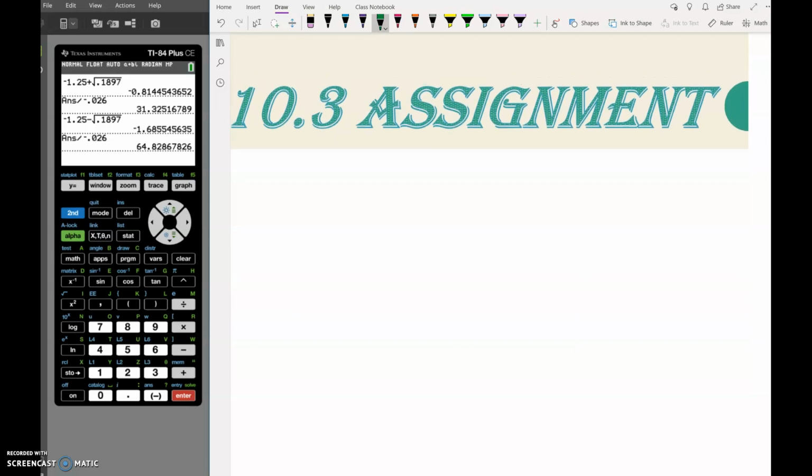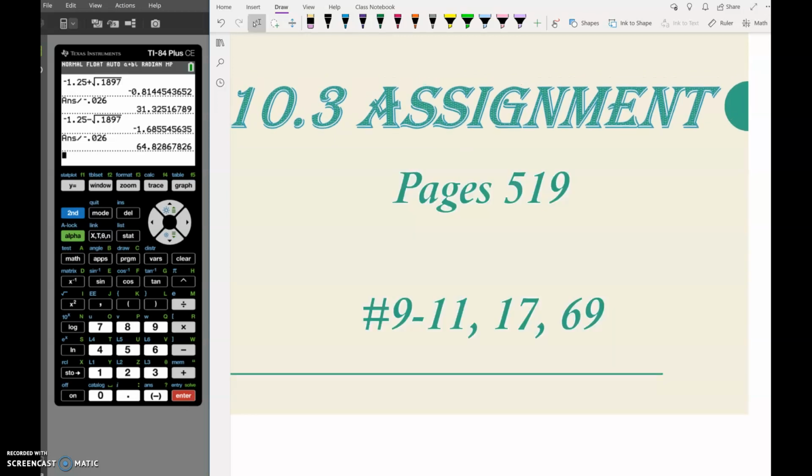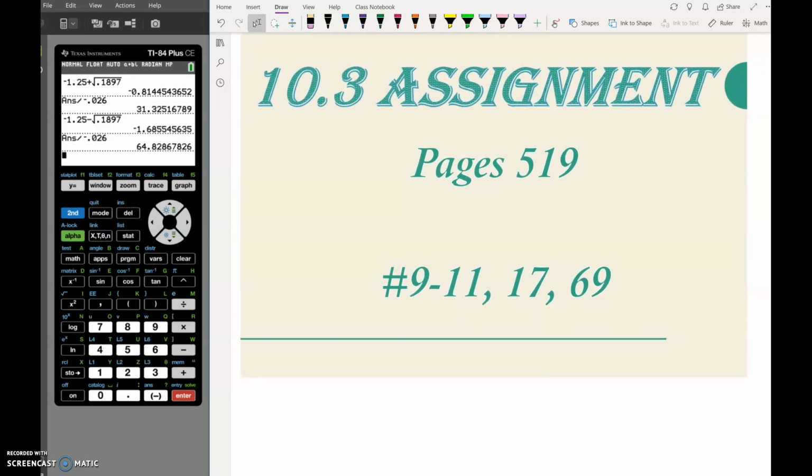And here's your assignment for section 10.3. It's only a couple of problems because of the quadratic formula. Make sure you show all of your work on your paper.